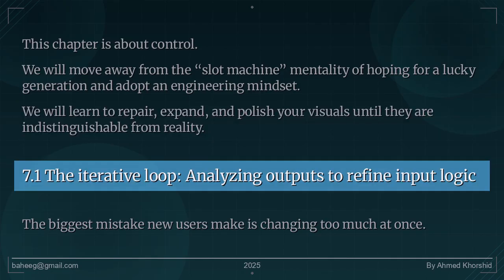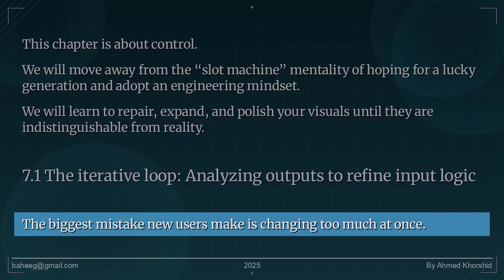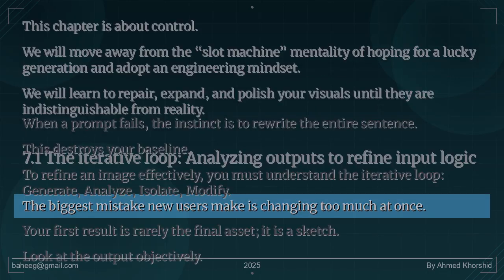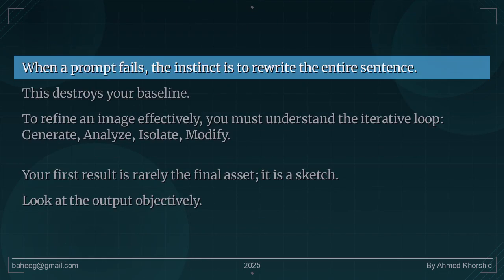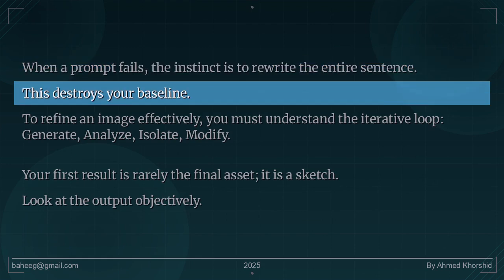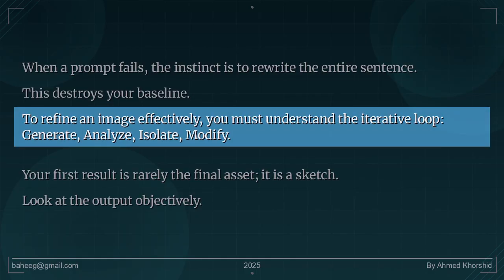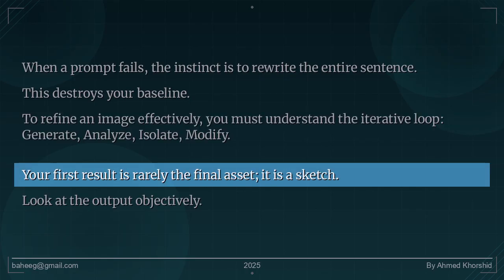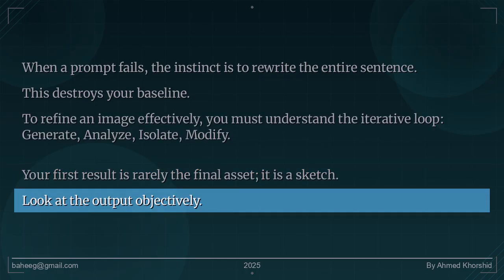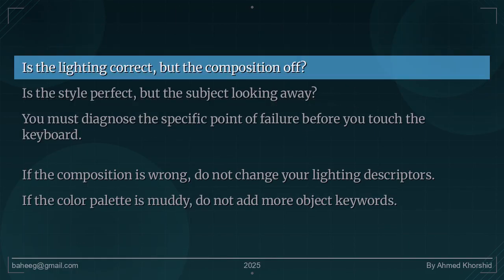7.1 The Iterative Loop, Analyzing Outputs to Refine Input Logic. The biggest mistake new users make is changing too much at once. When a prompt fails, the instinct is to rewrite the entire sentence. This destroys your baseline. To refine an image effectively, you must understand the iterative loop: generate, analyze, isolate, modify. Your first result is rarely the final asset, it is a sketch. Look at the output objectively. Is the lighting correct, but the composition off?